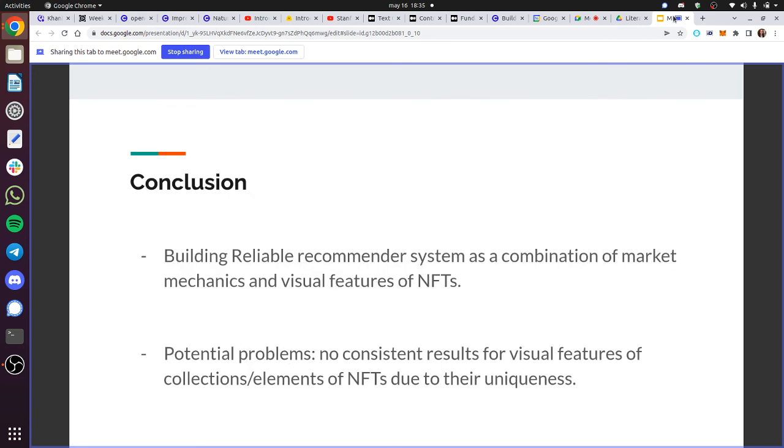So on the next slide, our conclusion. So we want to build a reliable recommendation system as a combination of market mechanics, so history, sales data, and visual features of NFTs. The market mechanics, this is already done quite often with cryptocurrencies. So there we expect to have not as many problems as maybe for the visual features, because this is an approach which is quite unique and not done that often. So we probably have to build a model from the ground up. Yeah, thank you for your attention.